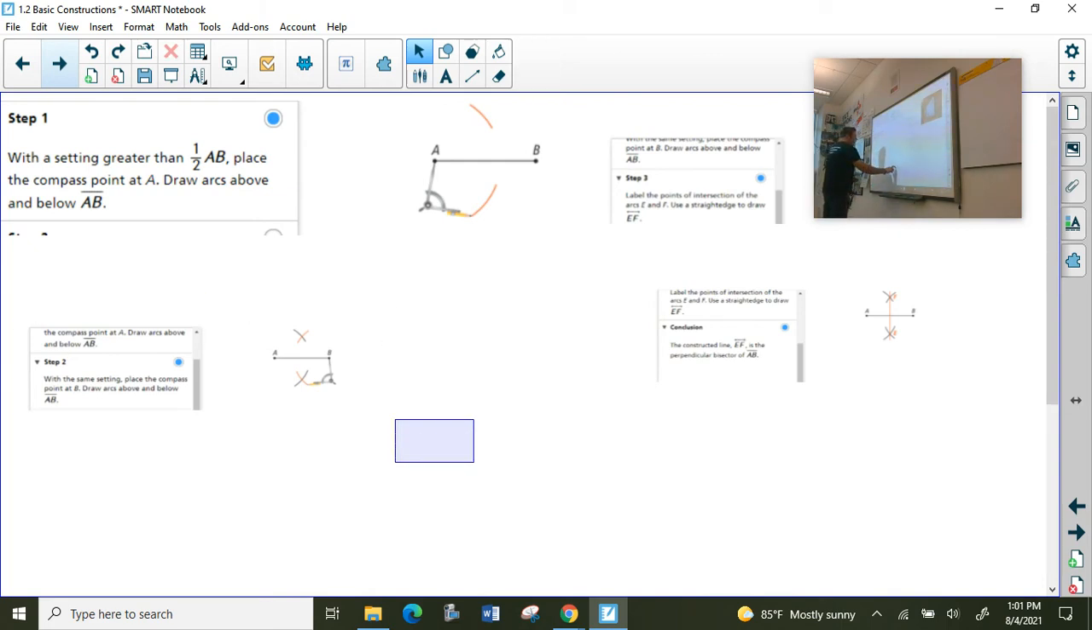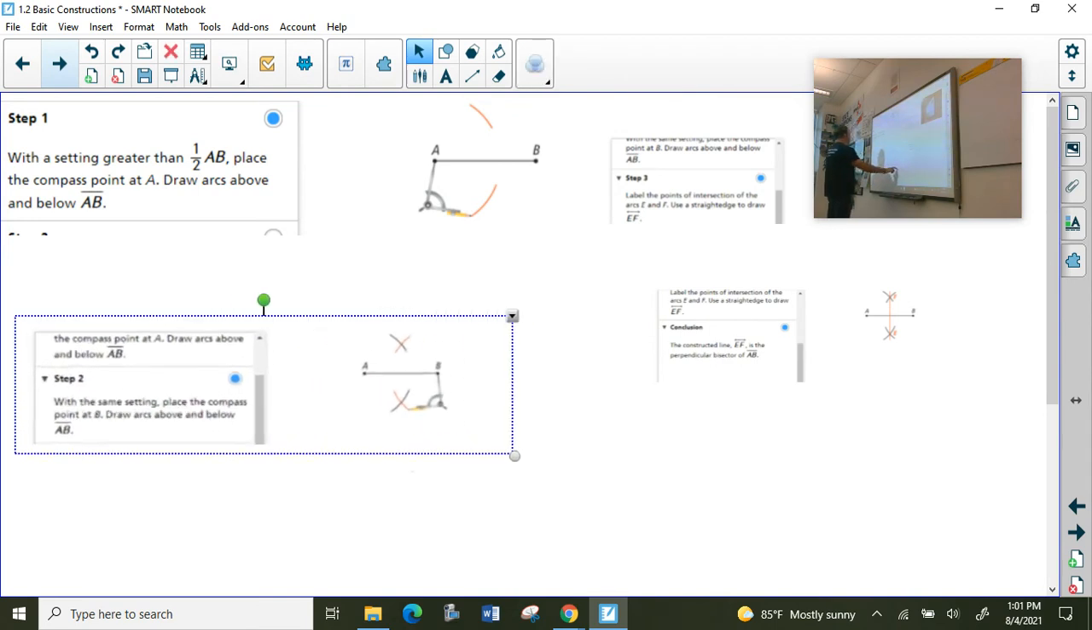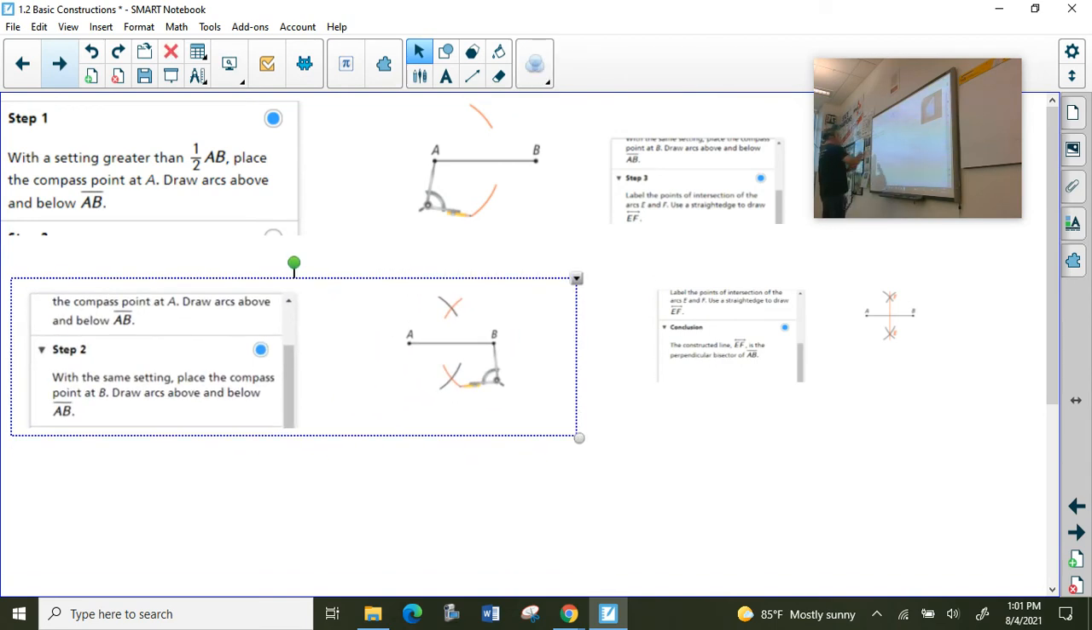Then step two, okay, you want to draw an arc above and below. Notice how we do it above and below. You need to do it on both. You can't do it on just one. You've got to do it above and below it. That's an important step. Step two, keeping your compass the same setting, move it over to B and make an arc above and below it.